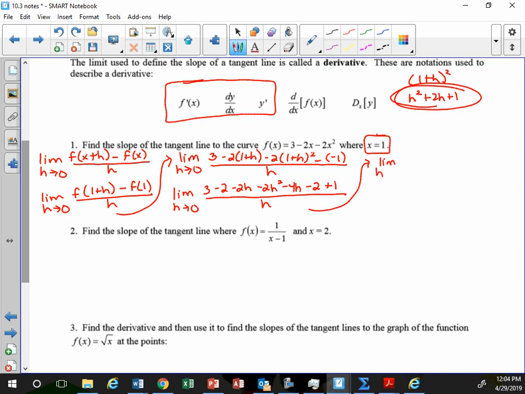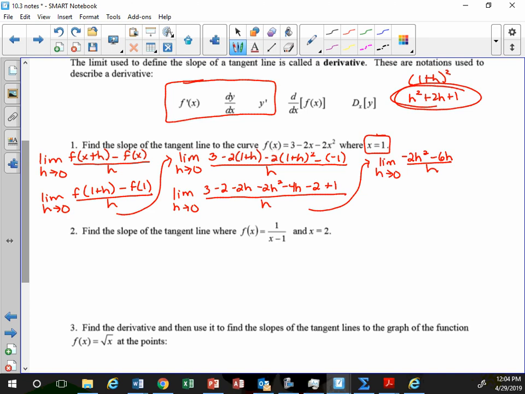Limit as h approaches 0. All right, so I've got 3 minus 2 plus 1. What does that come out to be? 0. Then I'm going to go with my negative 2h squared, and looks like minus 6h, all over h.